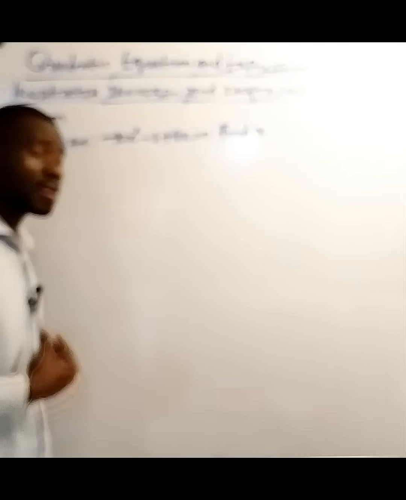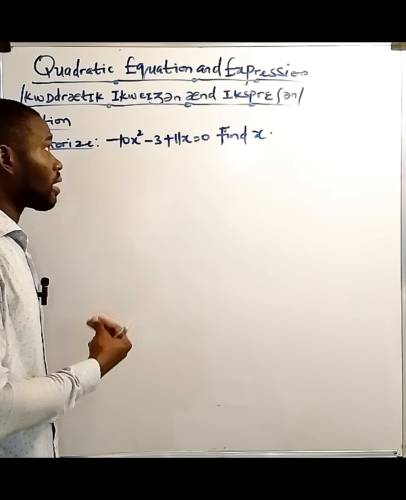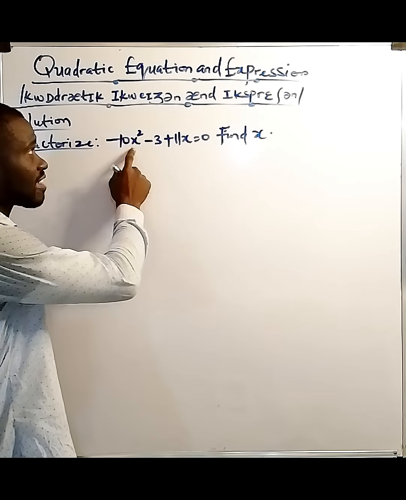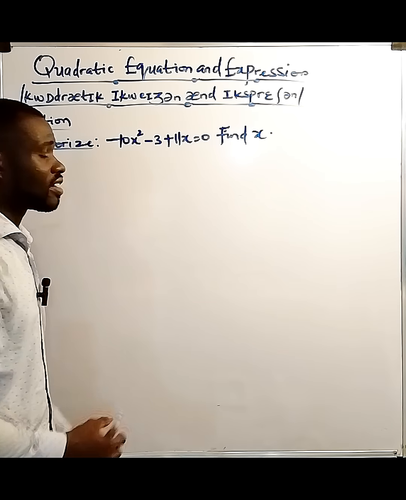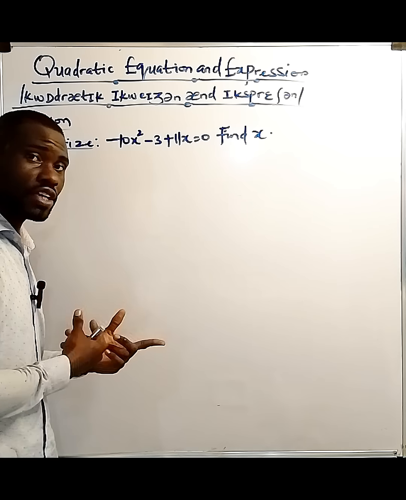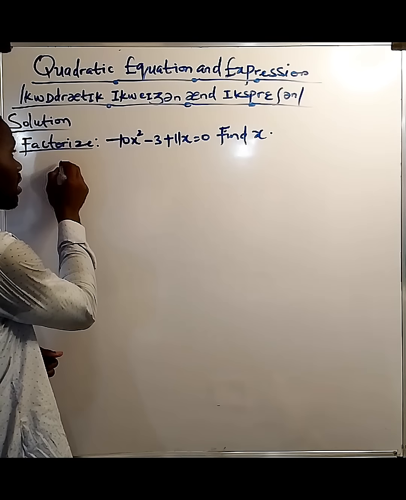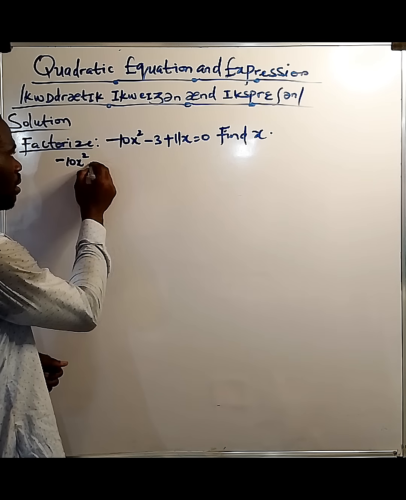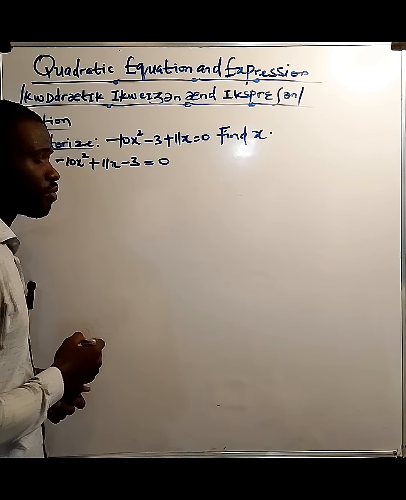Don't forget, if an equation is quadratic, the highest power, the highest exponent, would be plus 2. So this x is power plus 2, this x is power 0, or this x is power 1. The first thing we have to do is to rearrange this given equation. As you can see, the highest power is plus 2, so that will be minus 10x squared plus 11x minus 3 equals 0.